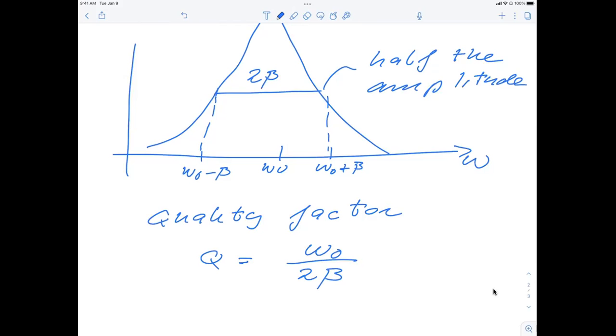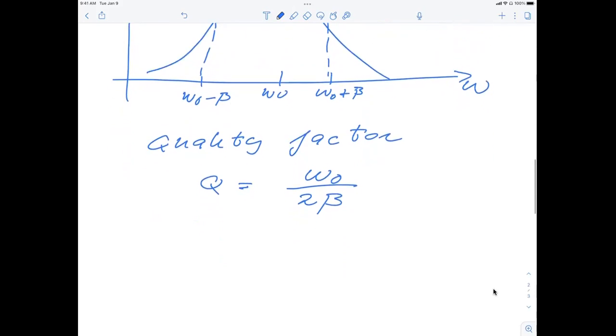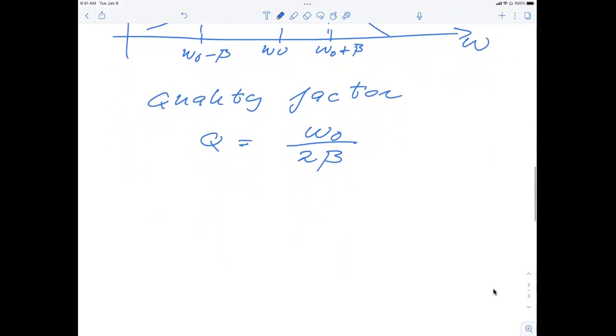So if I take some examples, and these examples are taken from the textbook of Taylor. If you look at Q values, this is typically 100 for a classical grandfather clock.